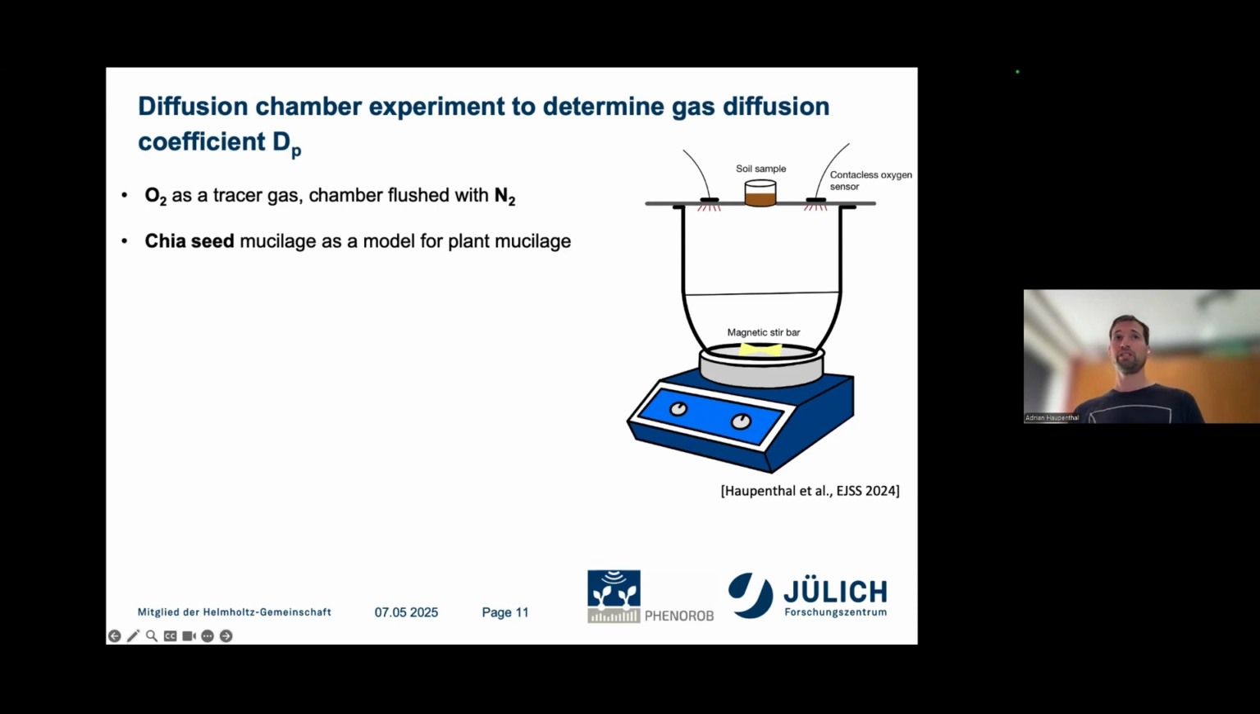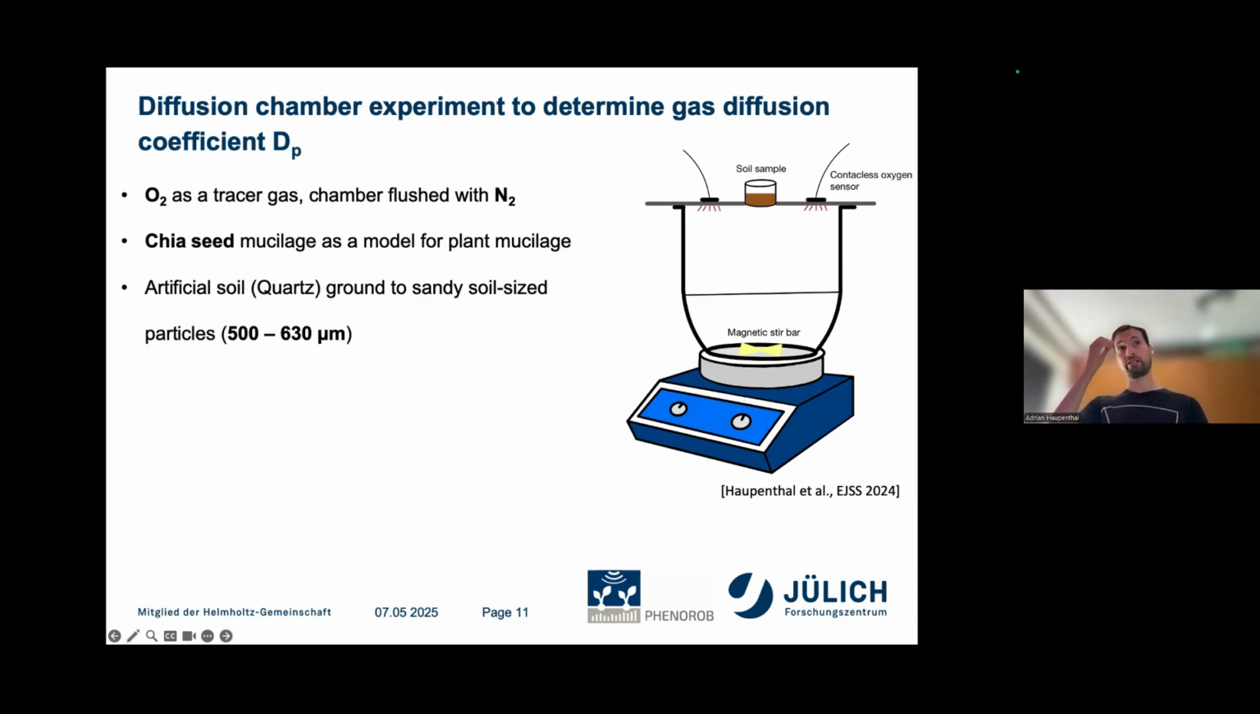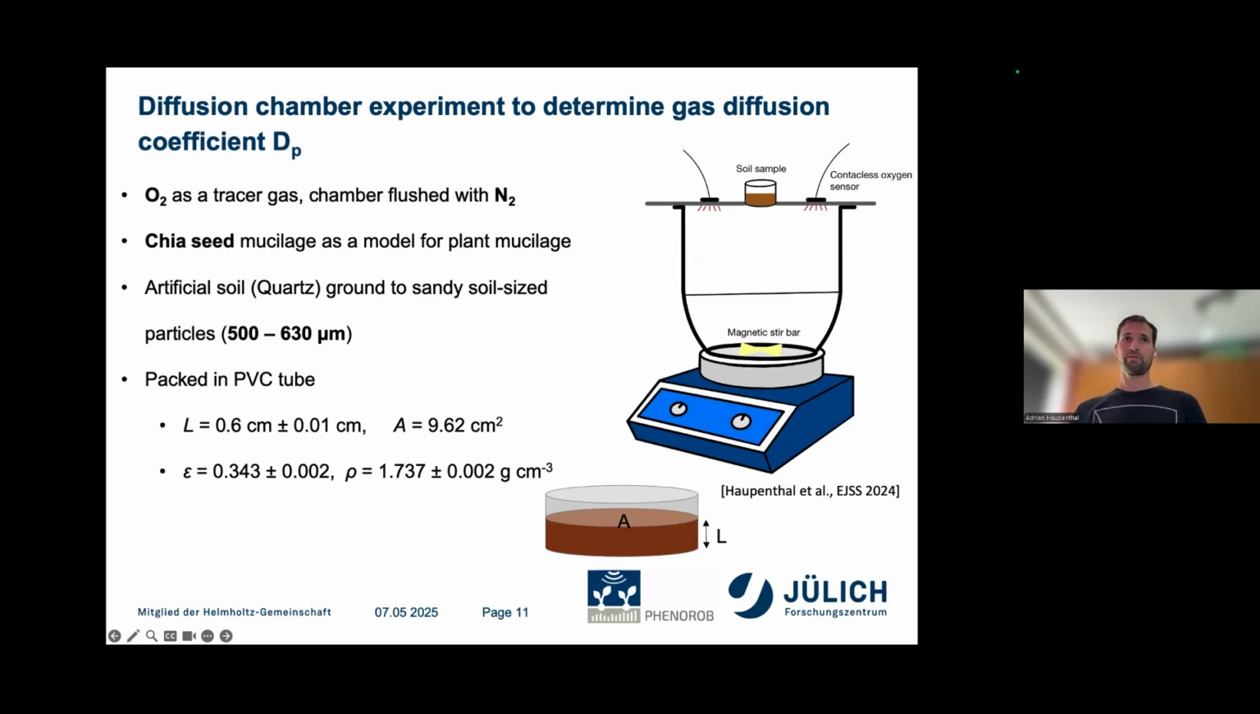I used chia seed mucilage as a model for plant mucilage. I used artificial soil, so it was ground quartz sand with a particle size of 500 to 630 micrometers. I packed them in PVC tubes with the given properties, and the samples were air dried for 48 hours at room temperature.